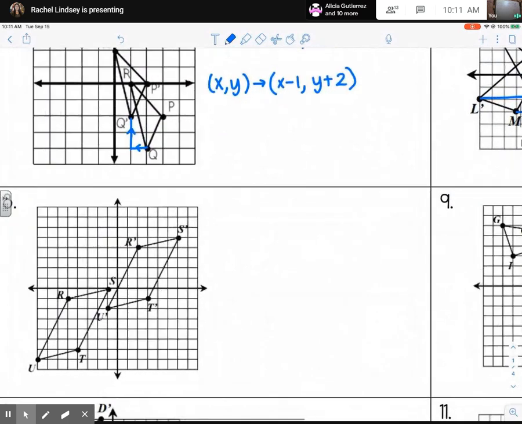Okay, number 8. What do we have there? Translation, rotation, dilation, translation, translation.